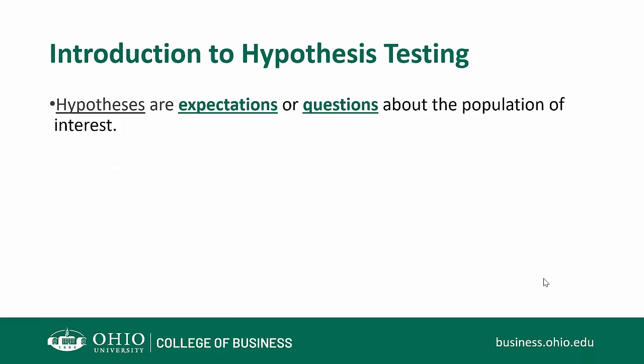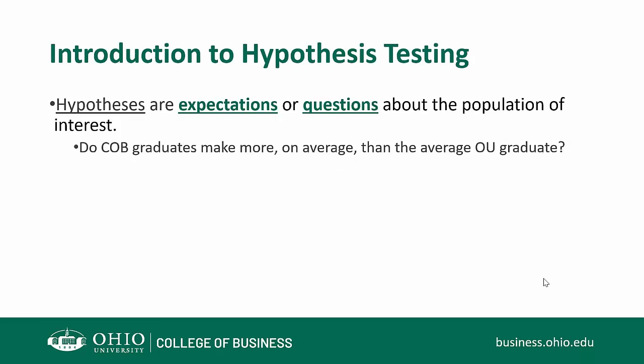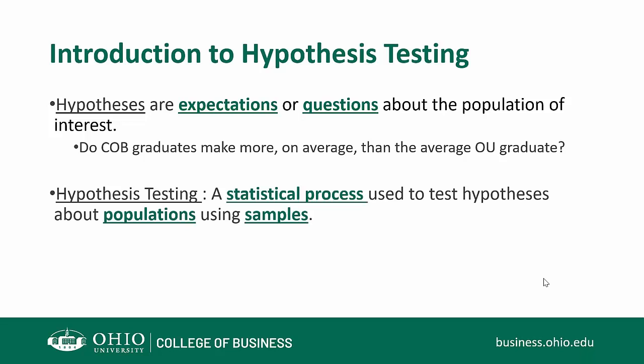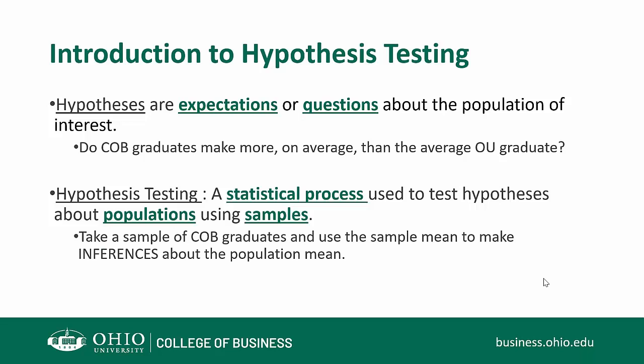Hypotheses are expectations or questions about the population of interest. For example, as a COB instructor, I might have an expectation that business graduates have a higher starting salary than the average OU graduate. Hypothesis testing is a statistical process used to test hypotheses about populations using samples. So in my example, I can take a sample of 50 COB graduates and ask them what their starting salary is. I can then use that sample mean to make a conclusion or inference about the population mean of all COB graduates. Hypothesis testing is also known as inferential statistics.